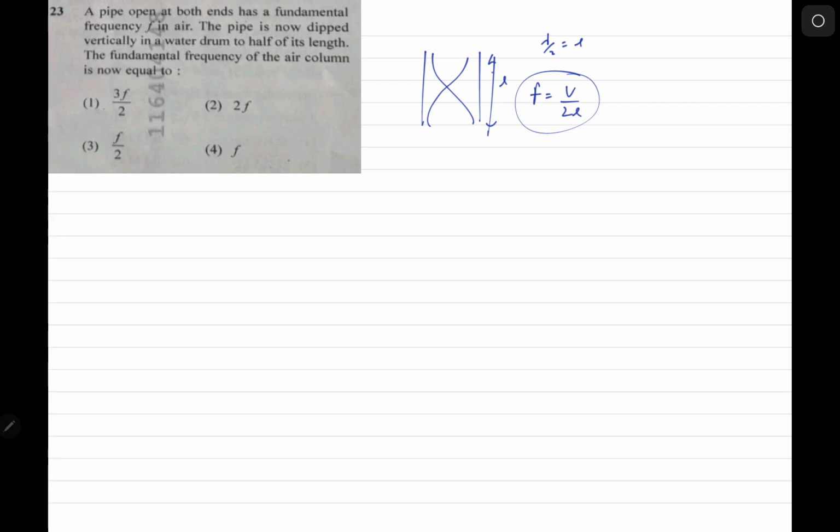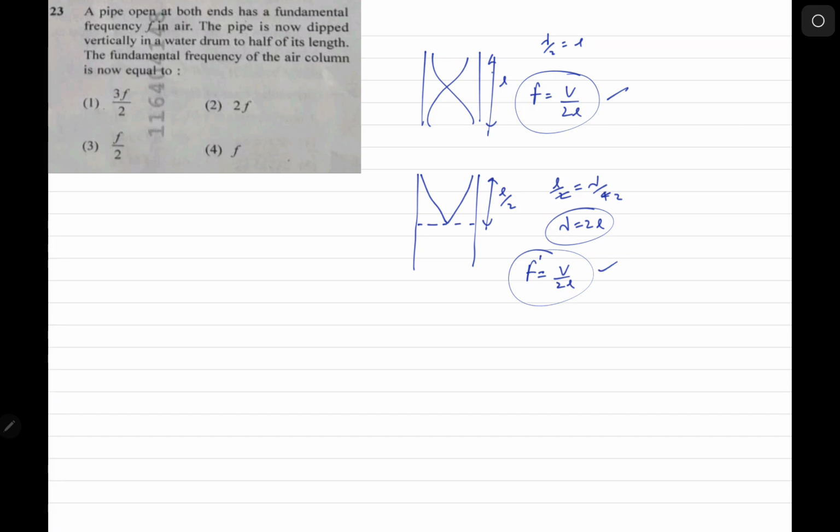Now it is dipped vertically in water to half of its length. So when it is submerged in water to half of its length, it becomes a closed pipe, and now the fundamental frequency: L by 2 will be equal to lambda by 4. So lambda equals 2L. Again, if you calculate the frequency, it is V by 2L. So the fundamental frequency earlier was V by 2L, and still it is V by 2L. That means there is no change. So we can say the fourth option is correct.